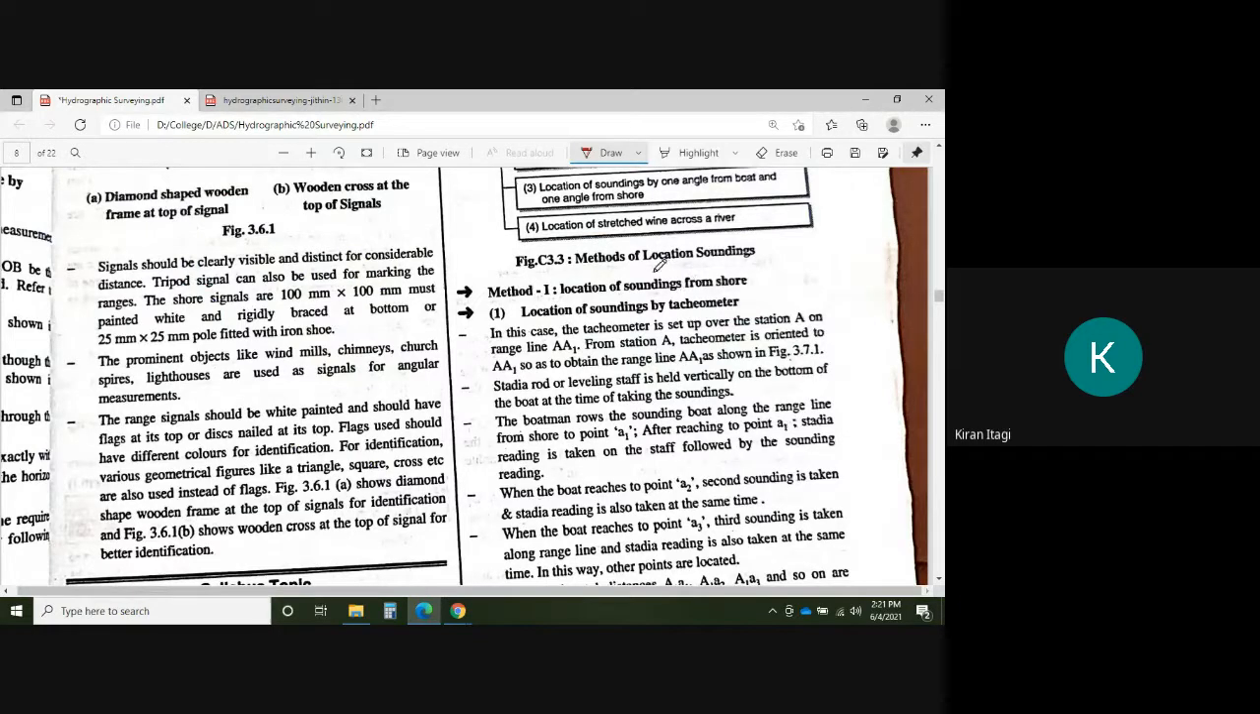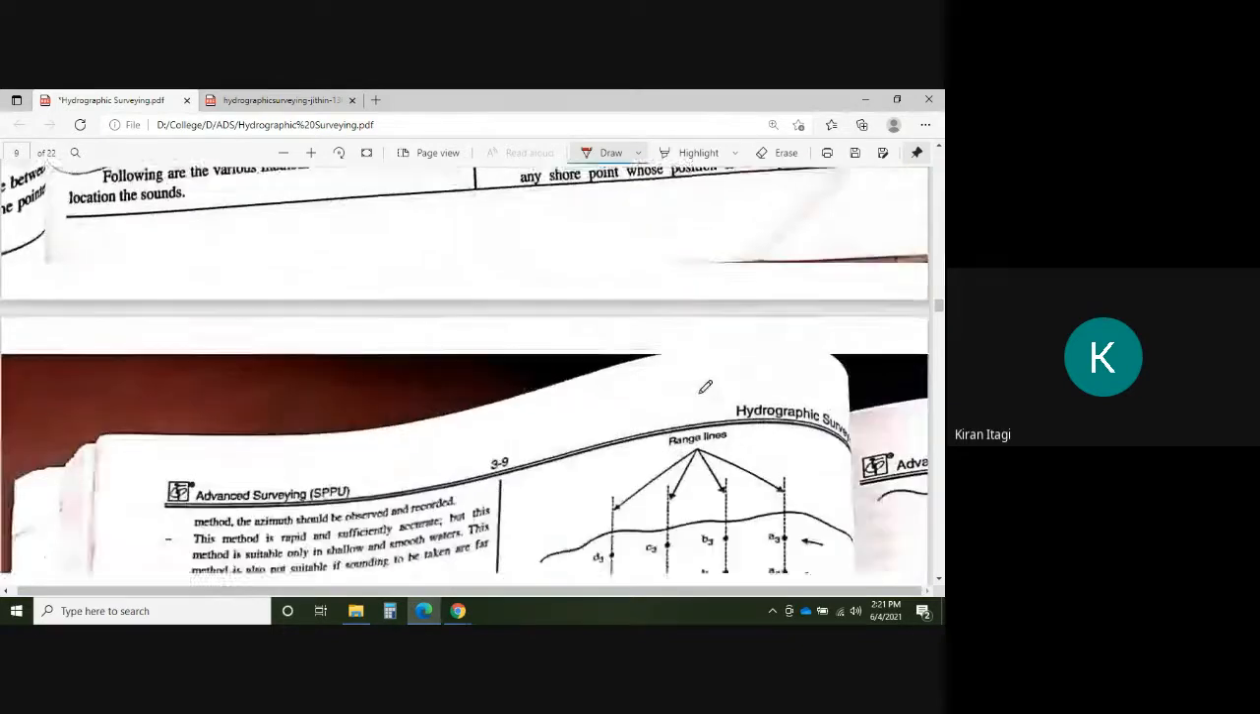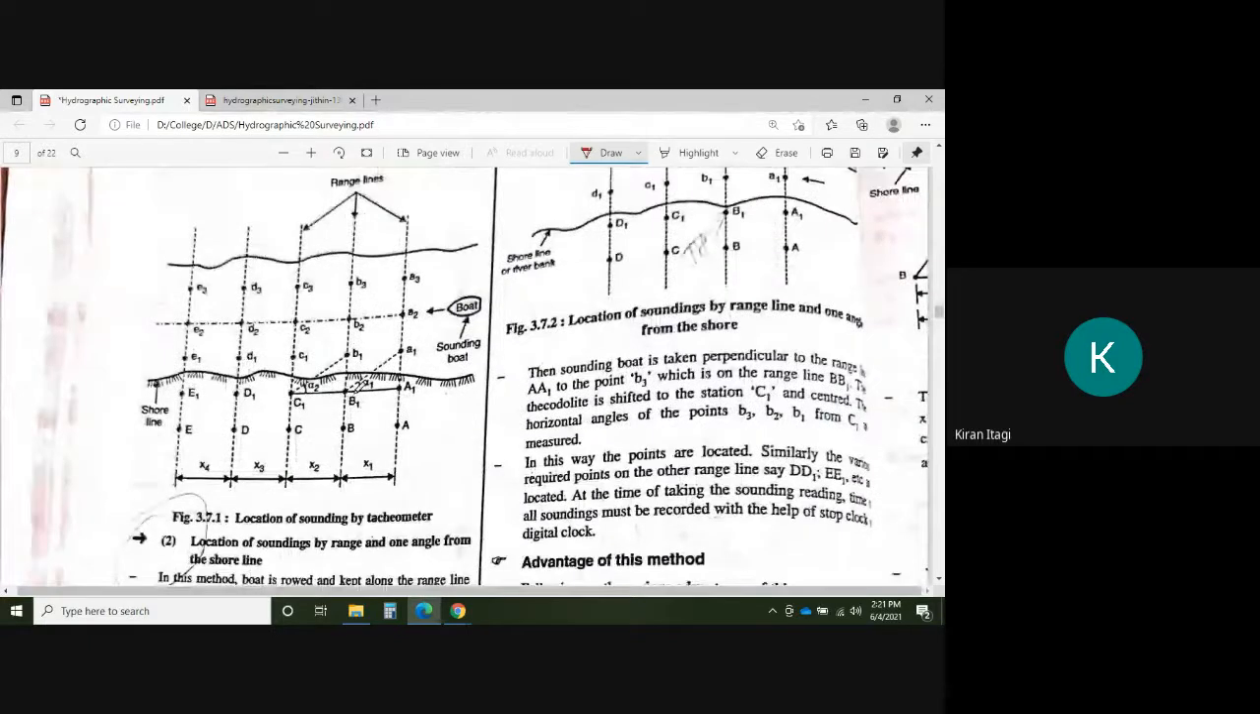So the first one was locating of sounding from the shore, correct? By tachymetry. I will show you the figure. See here. This is my shoreline.